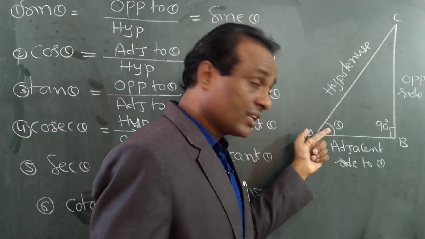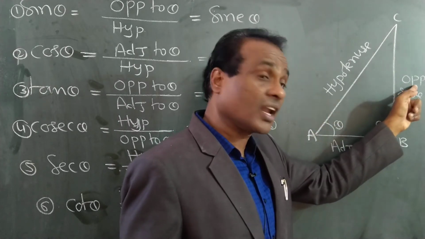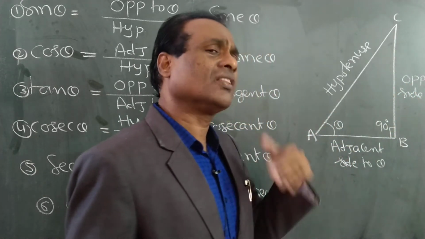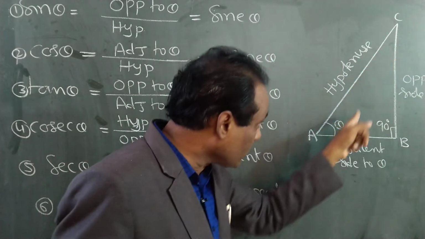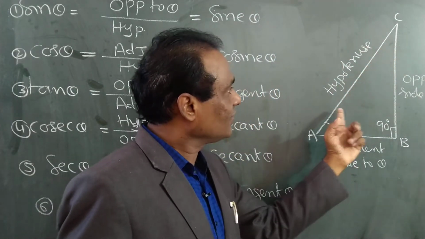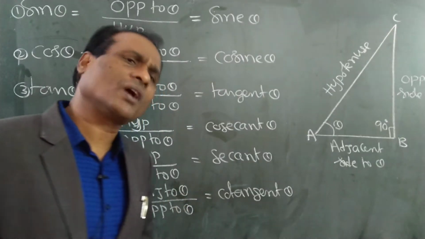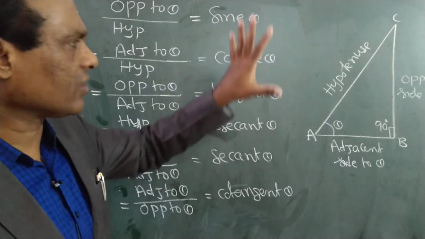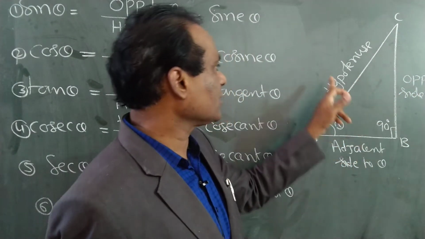Suppose I am taking this angle, because it is opposite to theta, this is called opposite, this is the adjacent. In some rare cases, we take the angle here also. In that case, this will become opposite, this will become adjacent. There is a little confusion. Whenever the problem comes, I will explain. But the standard form is like this. This is opposite, this is adjacent, this is hypotenuse.